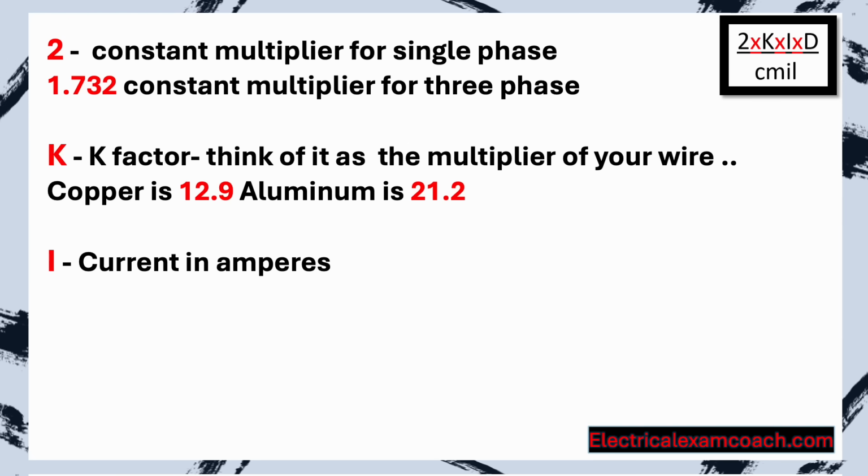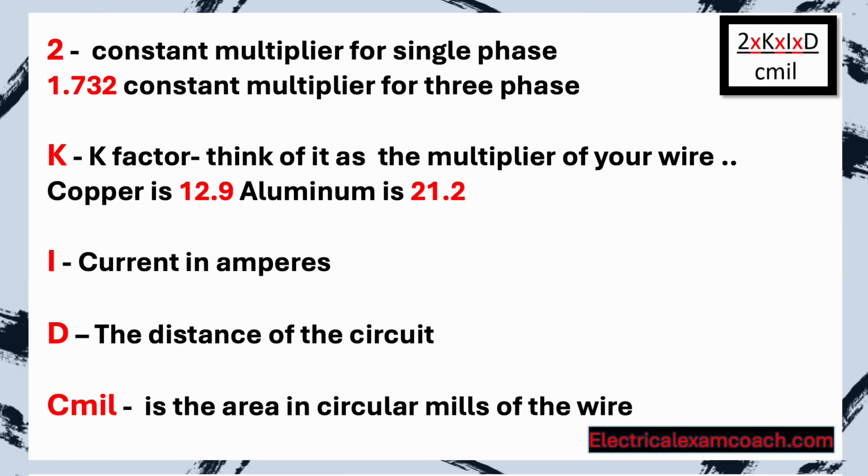I is your current in amperes, and D is going to be your distance. And you don't have to put it both ways. It's whatever distance the question says, you can plug it in one time. That's why I love this formula. And the C mils are going to be the circular mils of the wire. And we're going to teach you how to look up those.